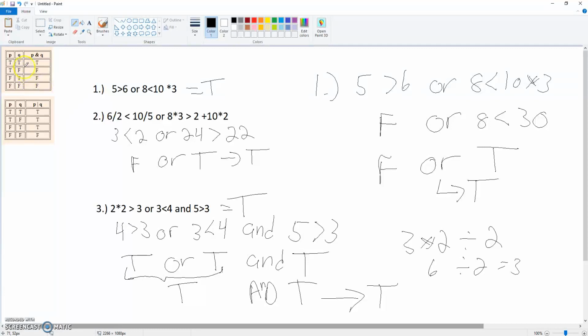So just remember, with or, if one of them is true, the whole thing is true. With and, if one of them is false, the whole thing is false. They're basically pretty opposite. The only time and is true is if they're both true. And the only time or is false is when they're both false. It's almost like the same table in reverse, except when they're both true. The others are opposite. Okay?